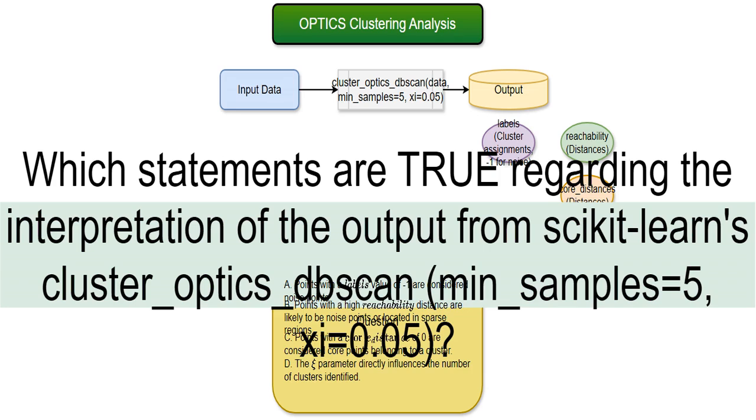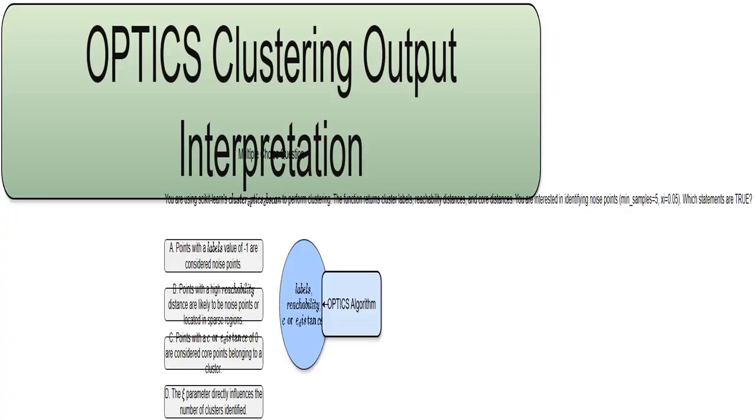structure and min_samples parameter. This section introduces the core concept, interpreting the results of the optics clustering algorithm, specifically focusing on understanding the meaning of the labels, reachability distances, and core distances provided by scikit-learn's cluster_optics_dbscan function. The interpretation of these outputs is crucial for understanding the structure and characteristics of the data clusters.